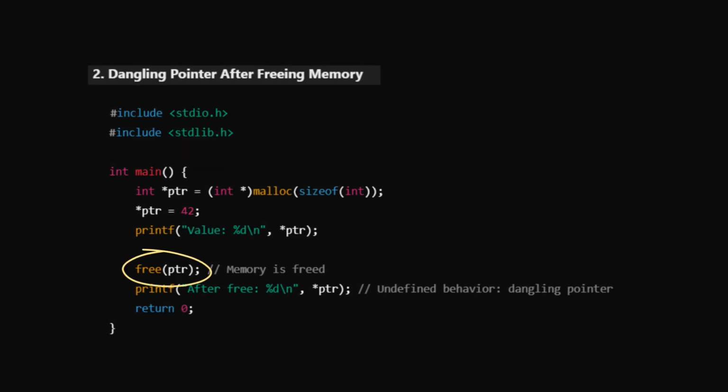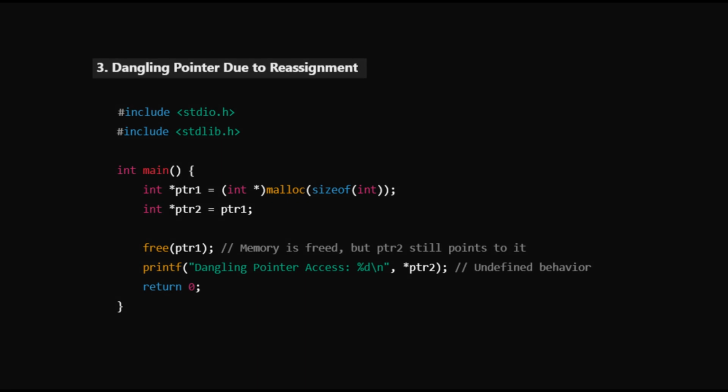2. When memory is freed but the pointer still points to it. The issue here is, after free, ptr becomes a dangling pointer because the memory it points to has been released. 3. When a pointer is reassigned incorrectly. The issue here is, ptr1 frees the memory, but ptr2 still holds the address, making it a dangling pointer.